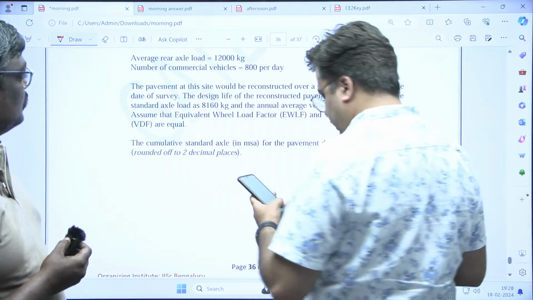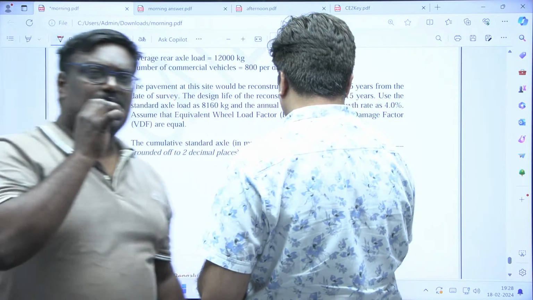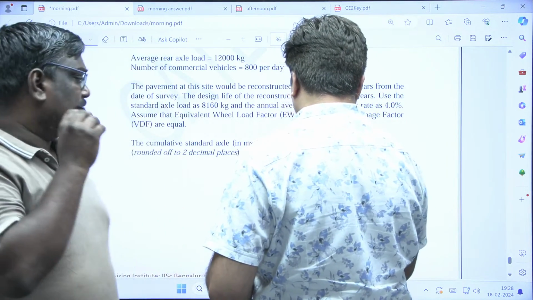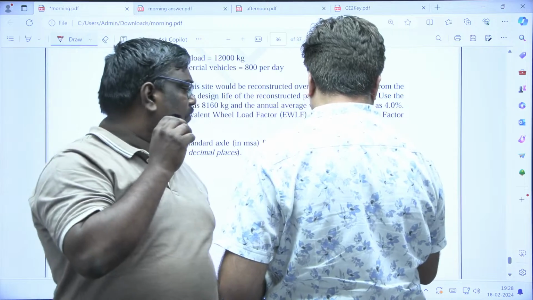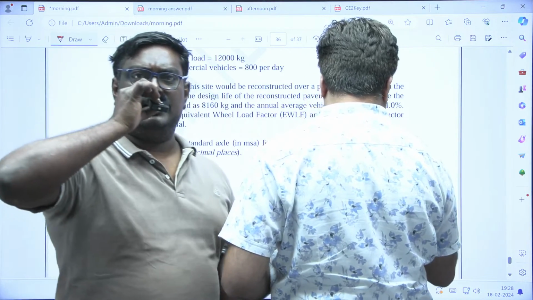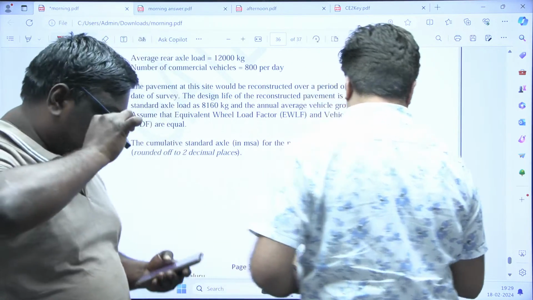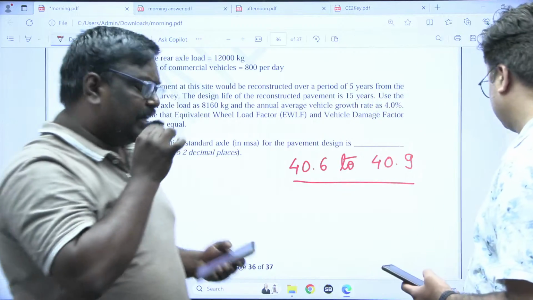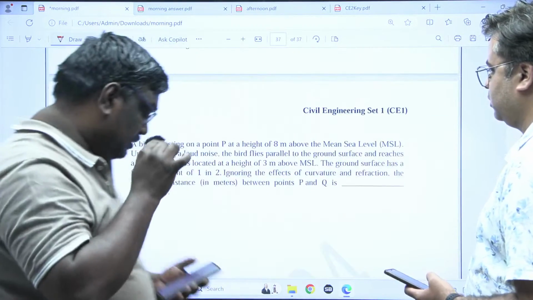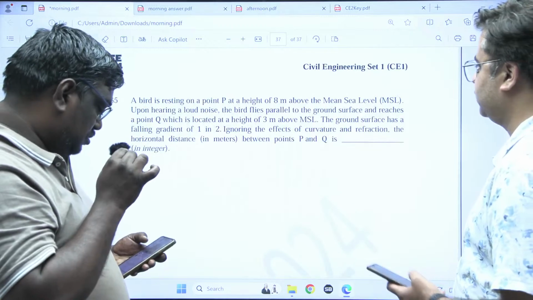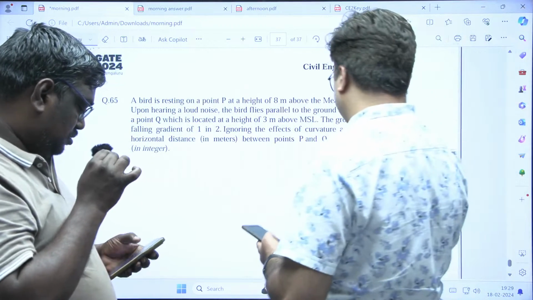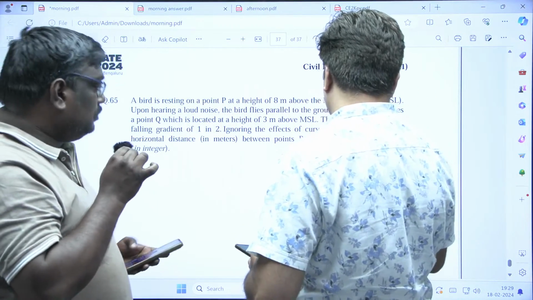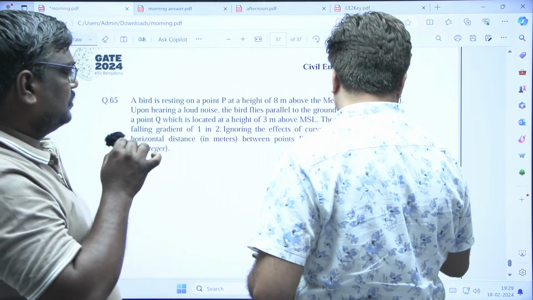For 64, it is 40.6 to 40.9. See, students, this answer we have to look into, sir. Actually, we got 33, I think. We'll look into this answer also, students. If the answer is given in the key as 40.6 to 40.9, we have to look into this key. Then the 65th question, sir, it is 10. It's a survey question.